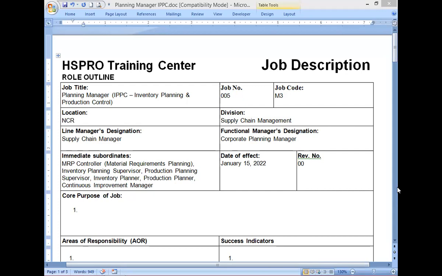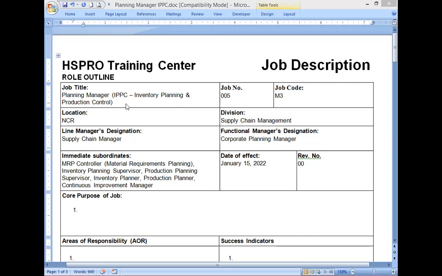This time I would like to do a job description writing for the job planning manager, IPPC. What is IPPC? It's inventory planning and production control. So here in the job title, I wrote planning manager, IPPC, inventory planning and production control. But you don't have to write the IPPC, inventory planning and production control. Just write planning manager. That would be enough.